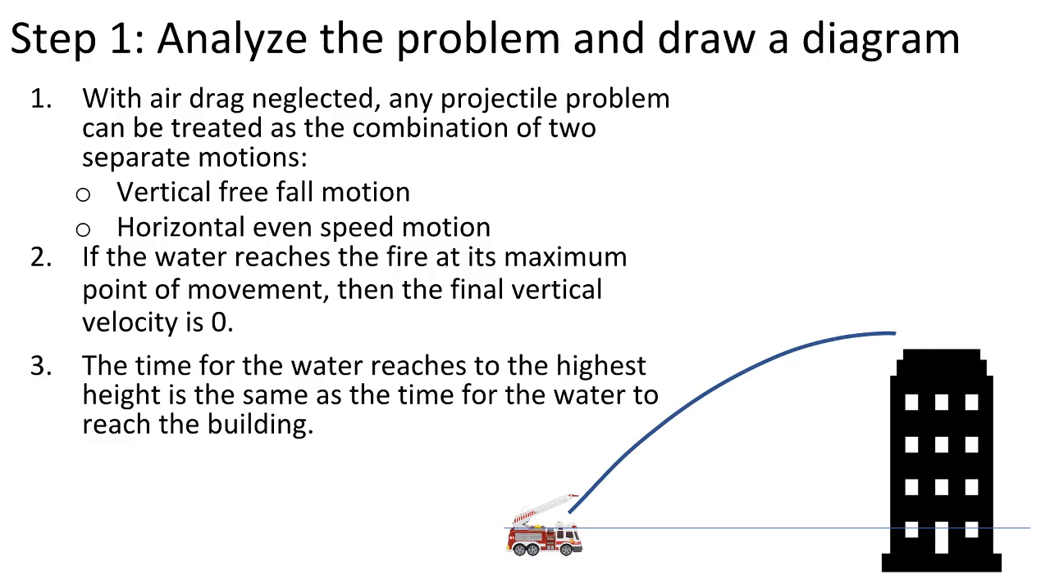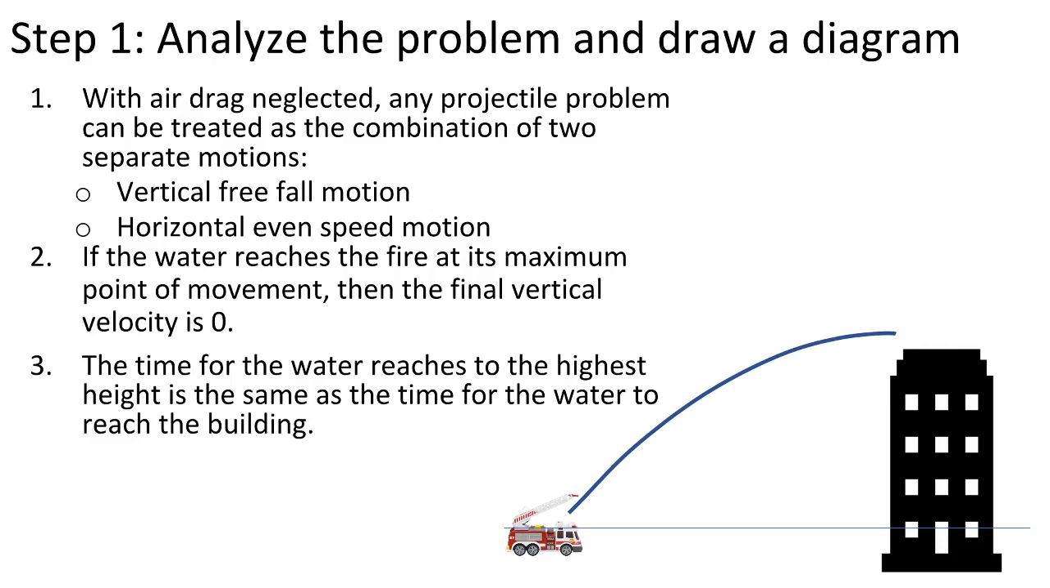So the first step is to analyze the problem, and air drag, air friction is neglected, put aside. Any projectile problem can be treated as the combination of two separate motions, vertical free fall and horizontal even speed. So what that means is, if you were to analyze this problem vertically, then it would be a free fall motion. But if you were to analyze the problem horizontally, you'd see that the acceleration is zero because it is even speed motion in a horizontal manner.